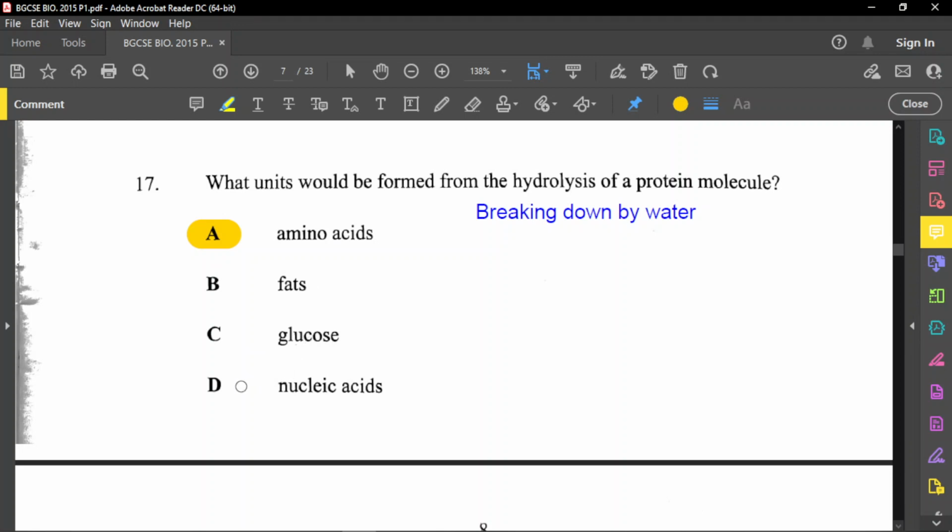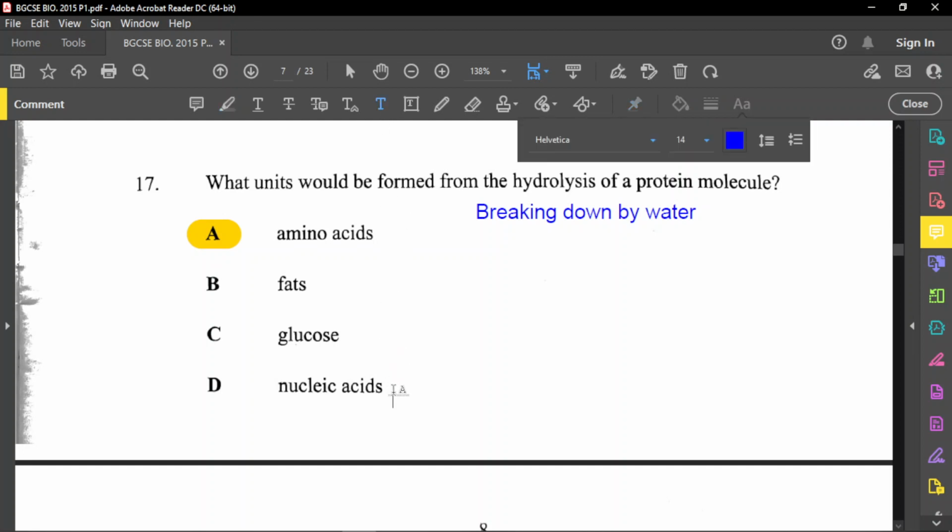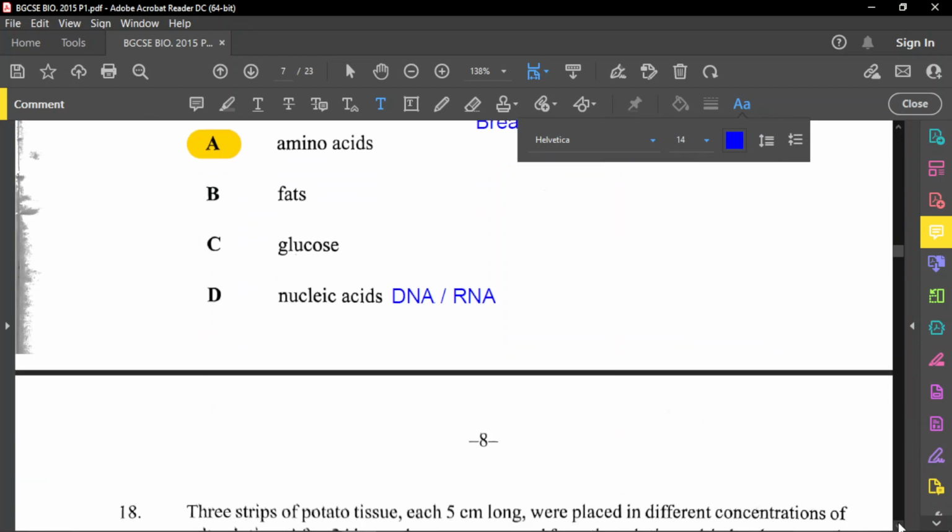All right, and nucleic acids are found within the nucleus of our cells. And there are two nucleic acids that you should know. You should know DNA, which is deoxyribonucleic acid, and you should also know RNA, which is ribonucleic acid. Okay, so those are two nucleic acids found in the nucleus of our cells, and they will control the formation of proteins, and also DNA will carry genetic information. All right.